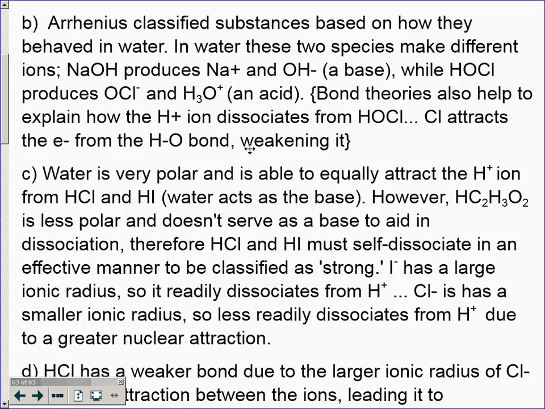So a polar molecule can attract other ions very, very easily. So as HCl is coming near it, the O of water is highly attracted to this H, so it's very attractive and it will readily dissociate quite easily.